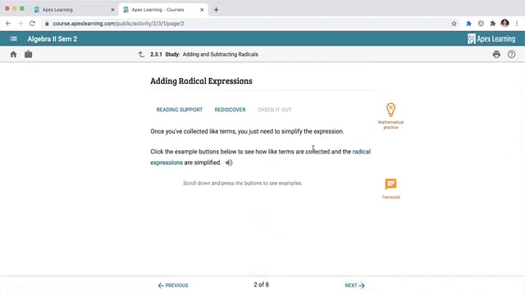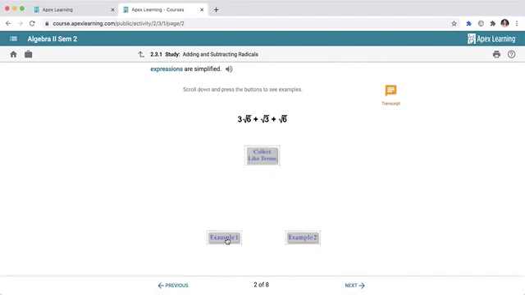All right. So if we look at a couple examples here, I've got 3 square root of 6 plus square root of 3 plus square root of 6. When I collect my like terms, the only thing that's like is this square root of 6. You can imagine that there's a 1 out in front there. So when I add them together, it's going to give me a 4 square root of 6.